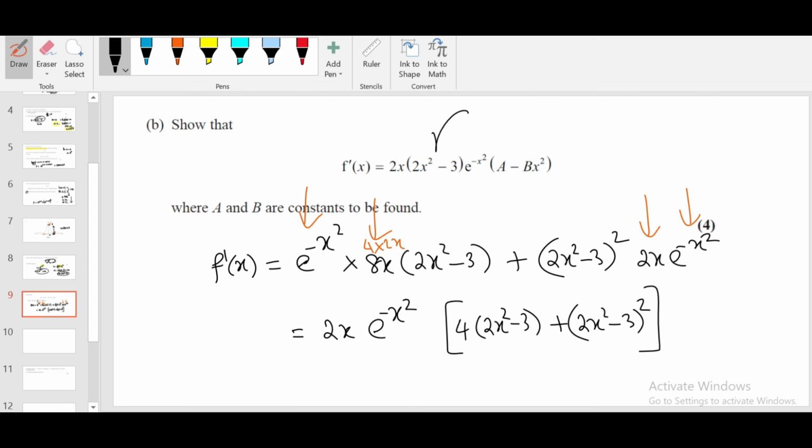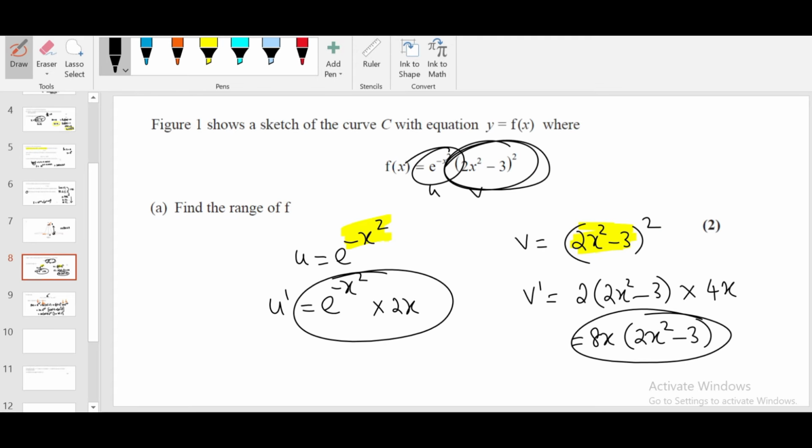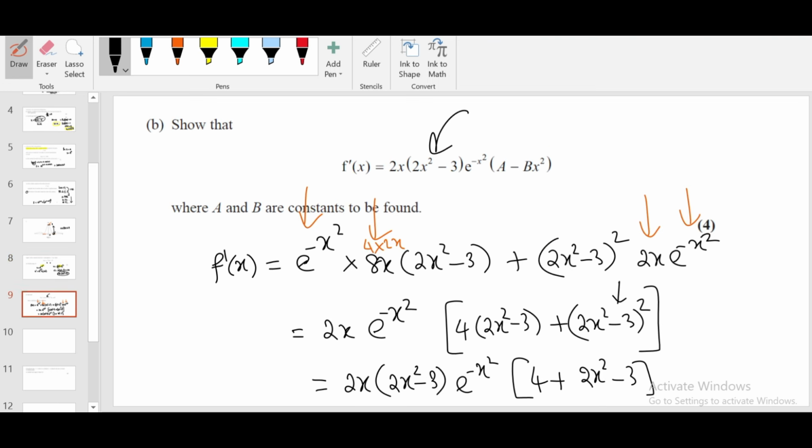Now you need to take 2x square minus 3 also as a common factor. So 2x, I'm going to write it in the same format given in the question. So you will have 4 plus, here you will have power 1, 2x square minus 3. I think there is a slight mistake. When we differentiate, this becomes minus 2x actually. So here we will have minus 2x.